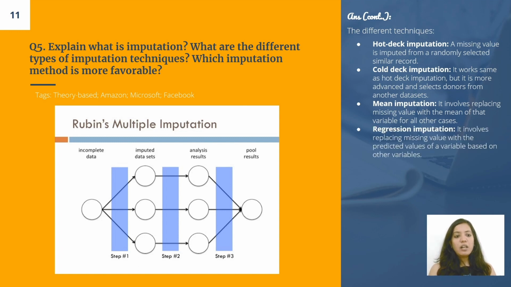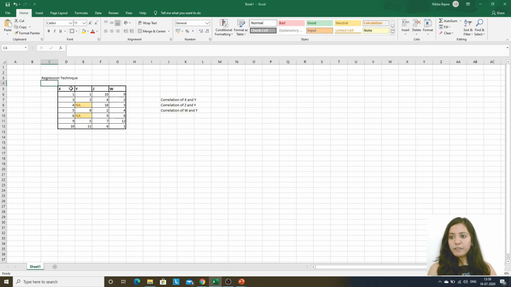Regression imputation. So regression imputation is slightly complex. So I would like to show you a small Excel to take you through it. So if you can see this table over here, it includes four columns, X, Y, Z, and W. So over here, our column Y has two missing data highlighted in yellow and written as NA. So in case of regression technique, what happens is it will try to see the value of Y and correlate it to the other column. So it will correlate it to X, correlate it to Z, correlate it to W.